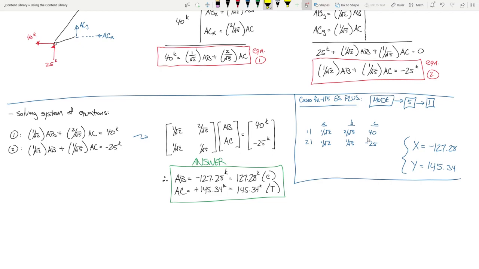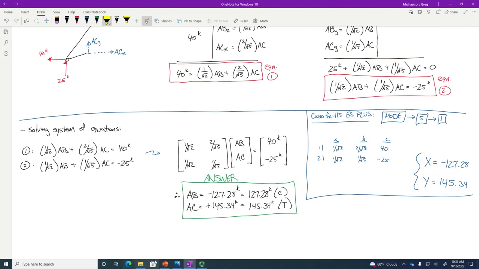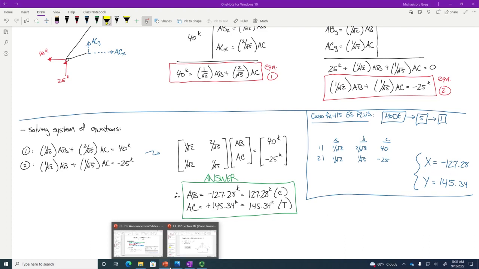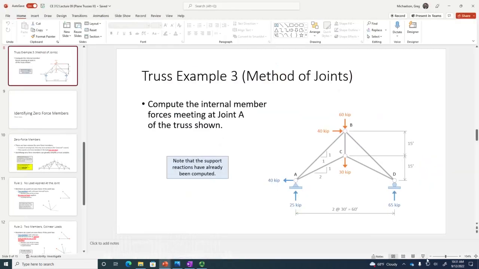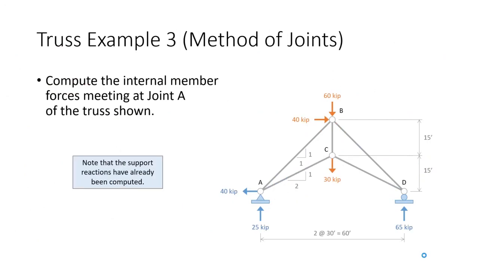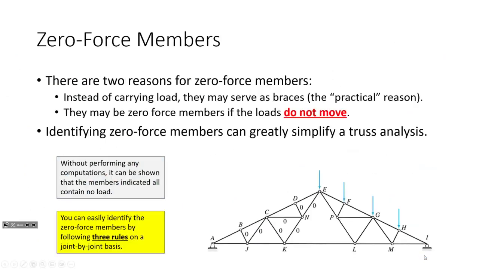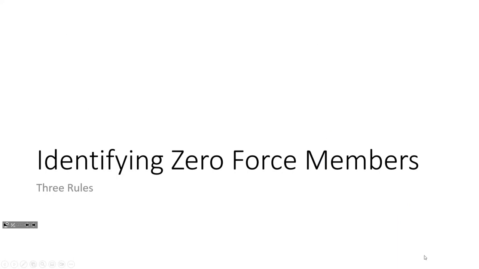Sound good? Okay. All right, I've got one other thing I want to talk about today, which is the identification of zero force members. This is one of those things that I could very easily skip in this class, but I'm sorry, I'm all about providing you tools in your tool belt, and this is just a really good skill to have. But before we get into that, are there any other questions about this? Okay. All right, so let's talk about zero force members, okay? So, did I not put this up? Okay, there we go. All right, so let's talk about zero force members.